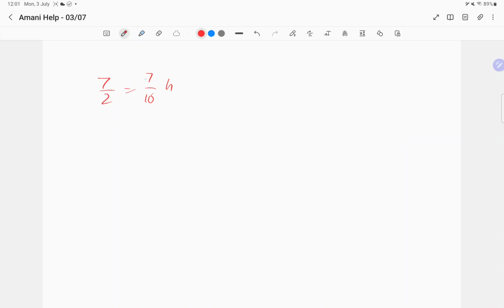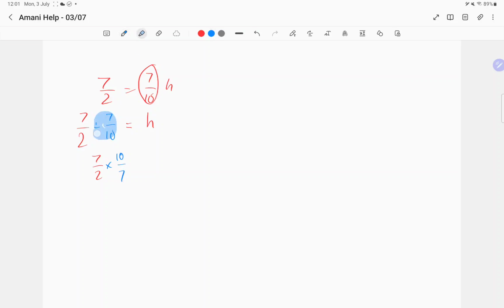Another example here is 7/2 equals 7/10 times h. Now again, you want to divide both sides by the number that is multiplied into h, so you want to divide by 7/10. Note that when you divide by 7/10, the right hand side will cancel out, and then on the left hand side you would have to write divide by 7/10. When you divide by that, it will turn into multiplying the reciprocal, which is 10/7.